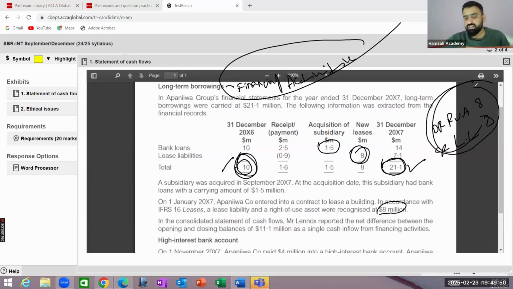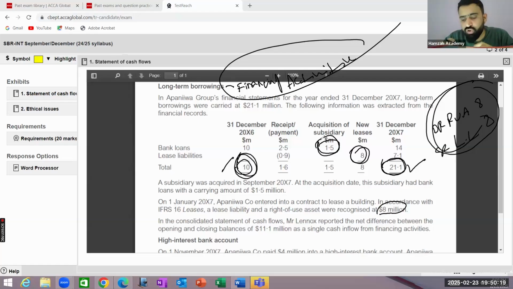The second issue here is the acquisition of a subsidiary. When we acquire a subsidiary company on 1 September X7, that subsidiary company also has a long-term liability of 1.5 million. Now, this 1.5 million is not cash. It is just an increase in the liability. So it should also not be considered as a cash inflow.